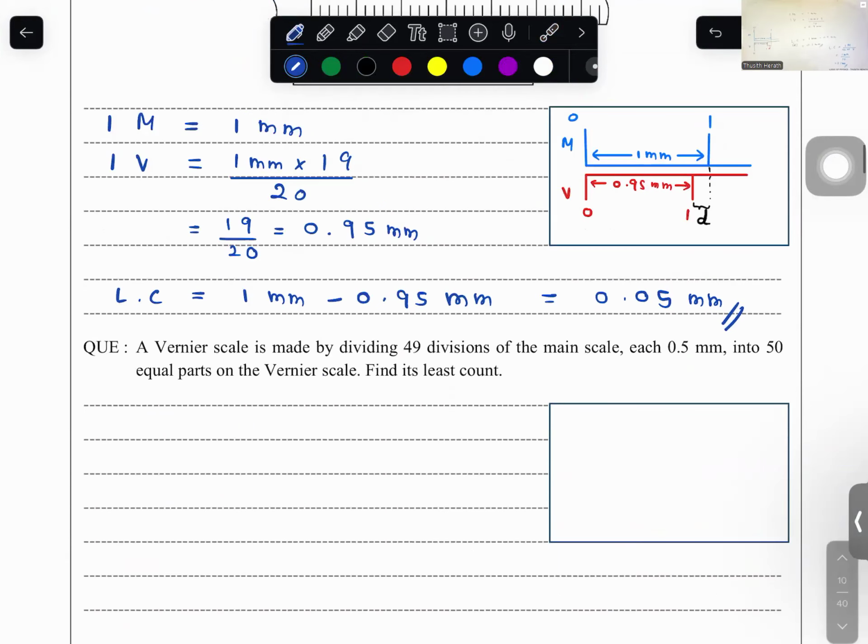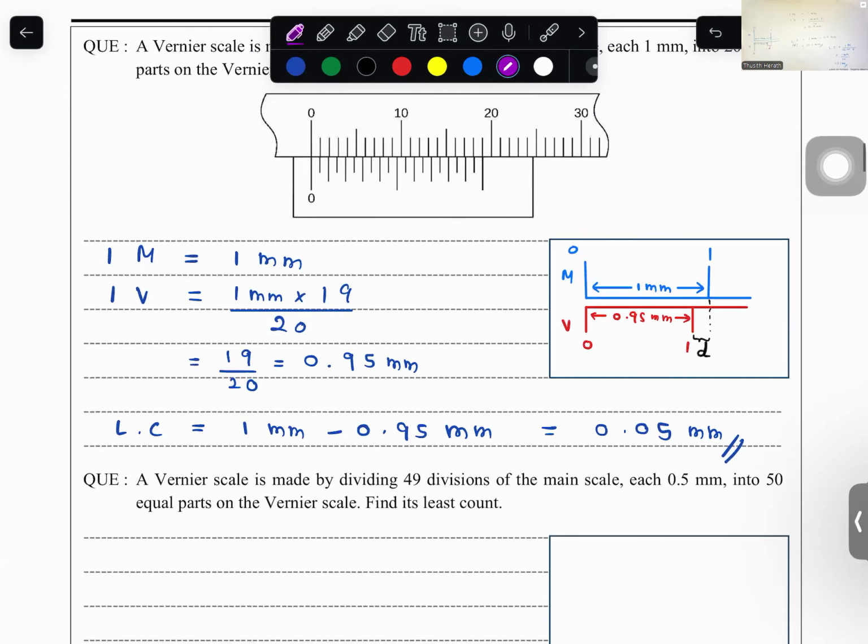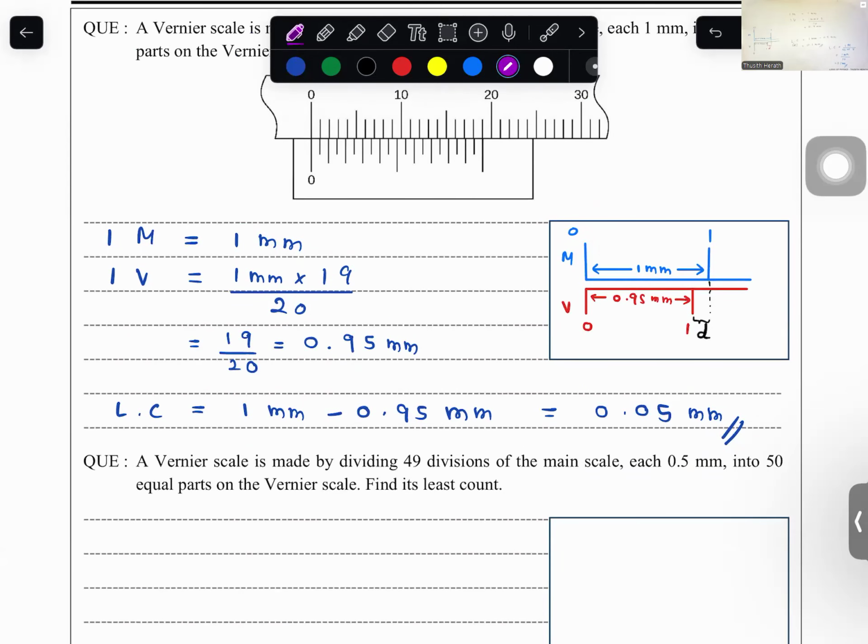Now, also you have to find the least count using the short method. Also try it, short method. I will do it in a circle right here.